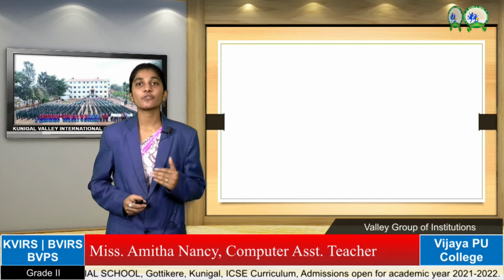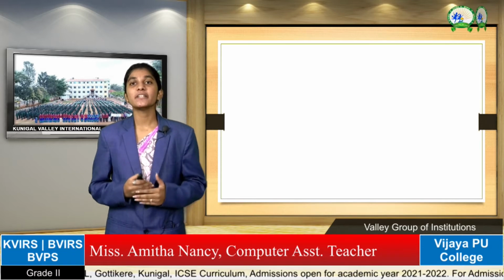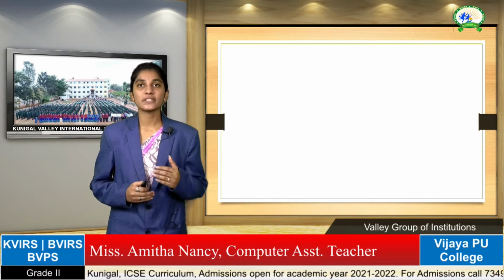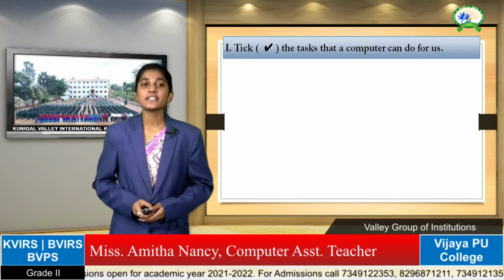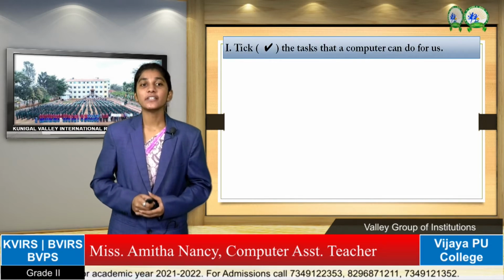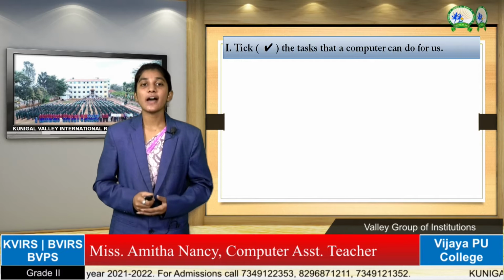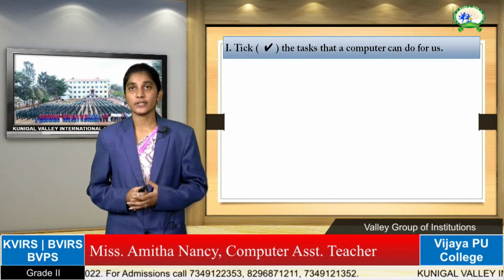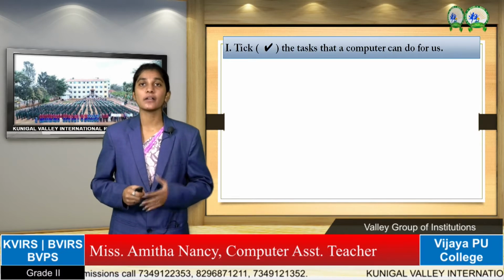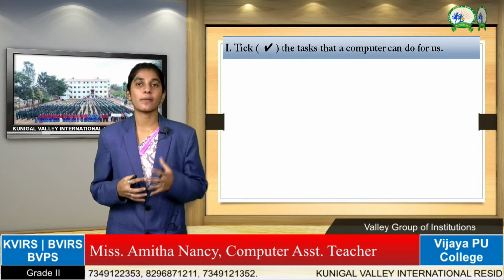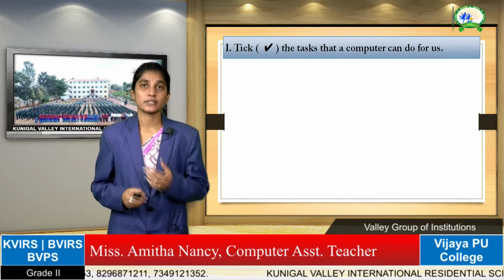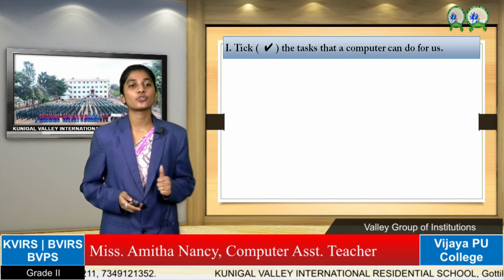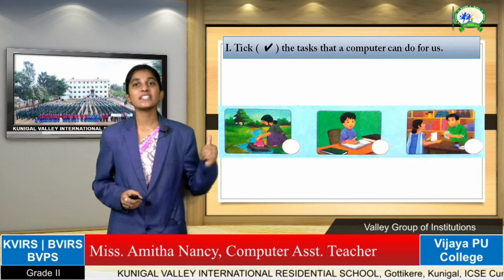First I will be discussing the question paper pattern. Then we will be discussing the important topics in this chapter. In the first main you will be having tick the right mark for the tasks that a computer can do for us. You have to tick the right mark for whichever task the computer can do for us. For example, I will show you here. You can see this picture, right?